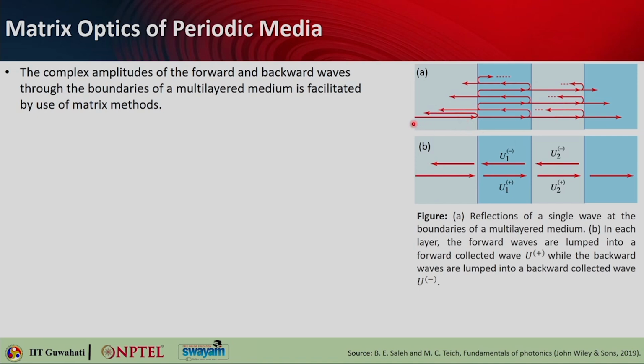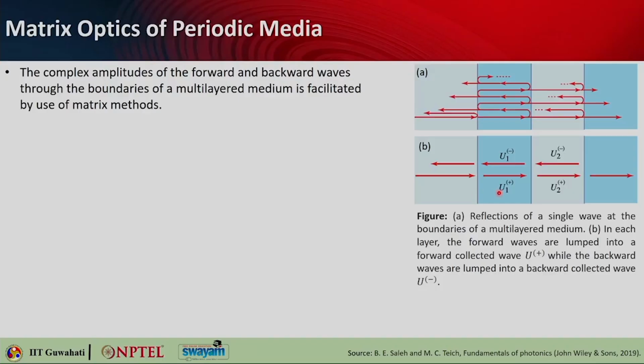So you start with the single wave, but because of these boundaries you end up with numerous transmitted and reflected light beams. Now in part B, this particular figure shows that in each layer the forward moving waves can be named as plus, and the backward ones can be denoted using this minus symbol.